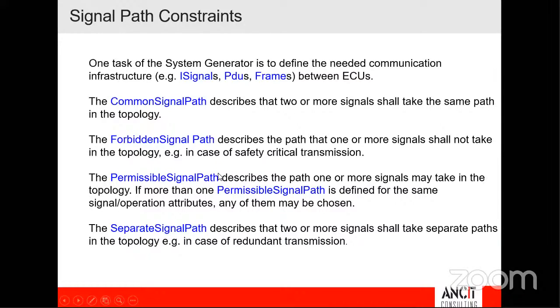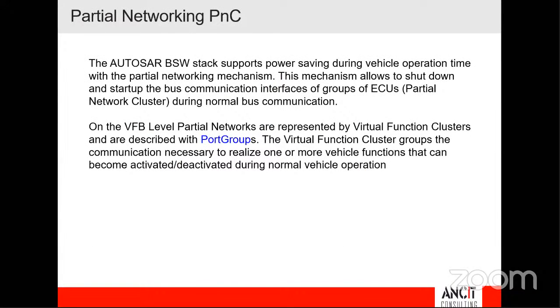And there's a permissible signal path, where one or more signals are defined in a particular path, and when two signals approach the same path, one of those signals can be chosen. That is another option. Or you could also use a separate signal path for the different types of communication. Wherever there's redundant transmission, these are some examples where you could use the different signal paths. So these are some signal paths.